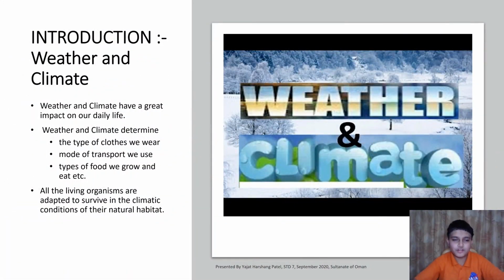Now we'll go to the introduction of weather and climate. Weather and climate have a great impact on our daily life. Weather and climate determine the types of clothes we wear, mode of transport we use, types of food we grow and eat, etc. All the living organisms are adapted to survive in the climatic conditions of their natural habitat.